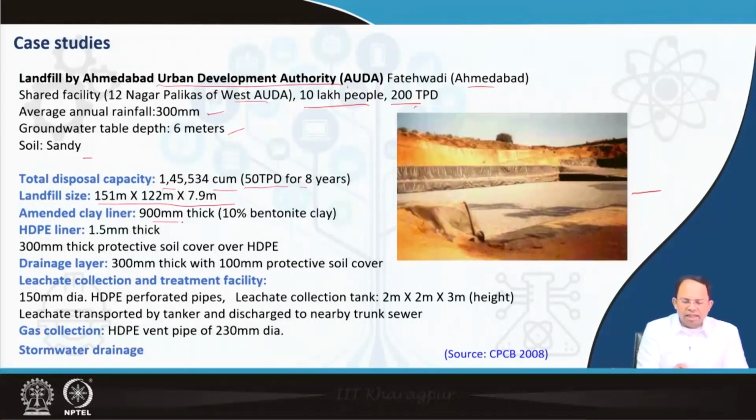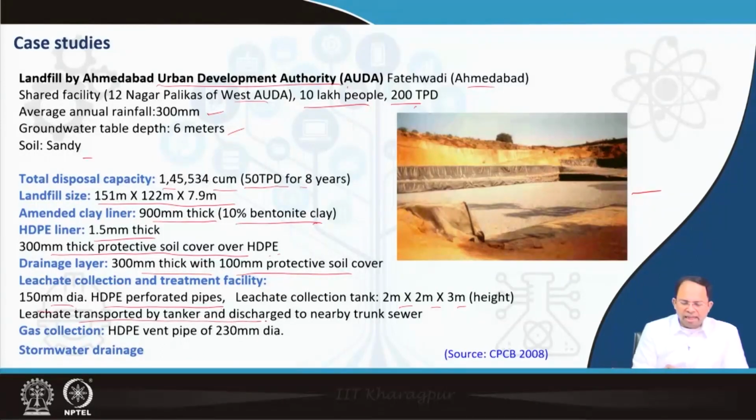Amended clay liner of 900 millimeter thickness with 10% bentonite clay. HDPE liner 1.5 millimeter thick, which is standard. 300 millimeter thick protective soil cover over HDPE. Drainage layer is 300 millimeter thick with 100 millimeter protective soil cover. Leachate collection and treatment facility is via 150 millimeter dia pipes. Earlier we have learned 200 millimeter dia pipes, but here they have adopted 150 millimeter dia pipes. HDPE perforated pipes are used. Leachate collection tank is given, which is 2 meter by 2 meter into 3 meter, which is the height.